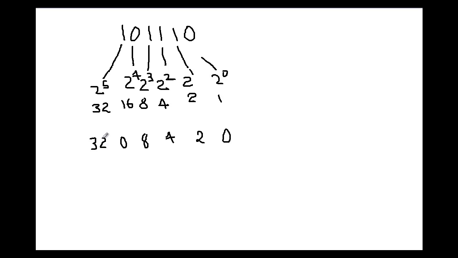So, this number will take the value 46. So, if I write 1 0 1 1 1 0 in binary, it will mean 46 in decimal. That is, it actually means 46 objects. So this is the way we write binary numbers.